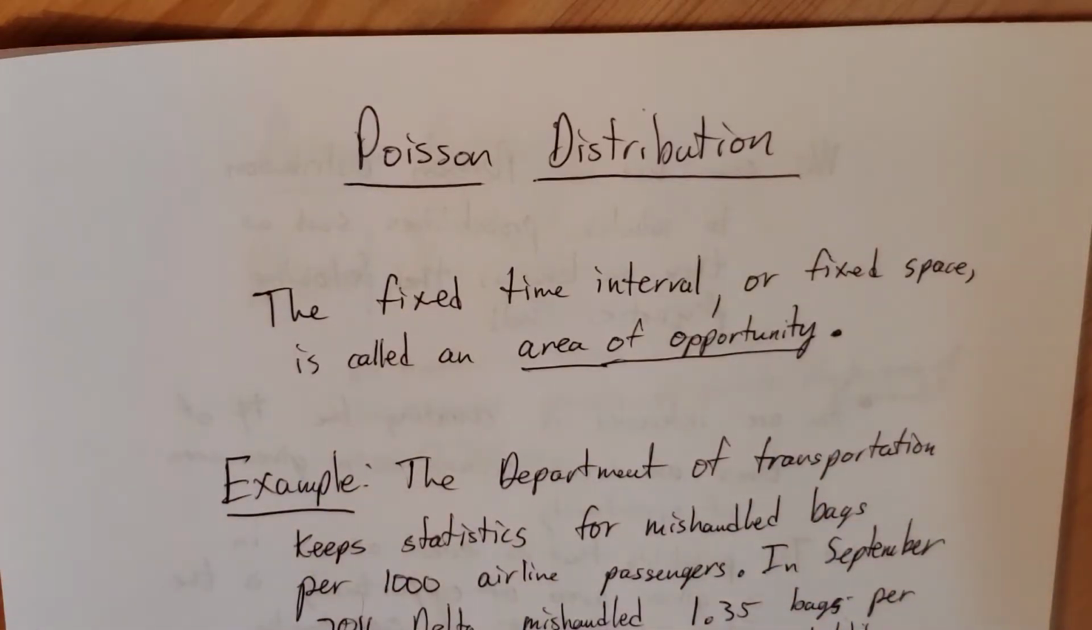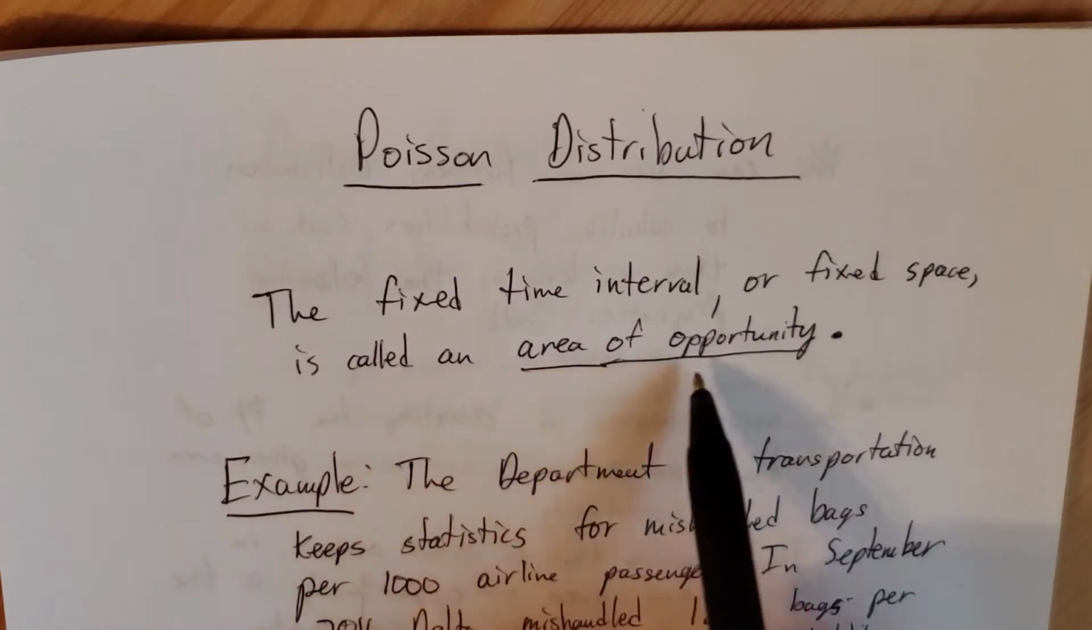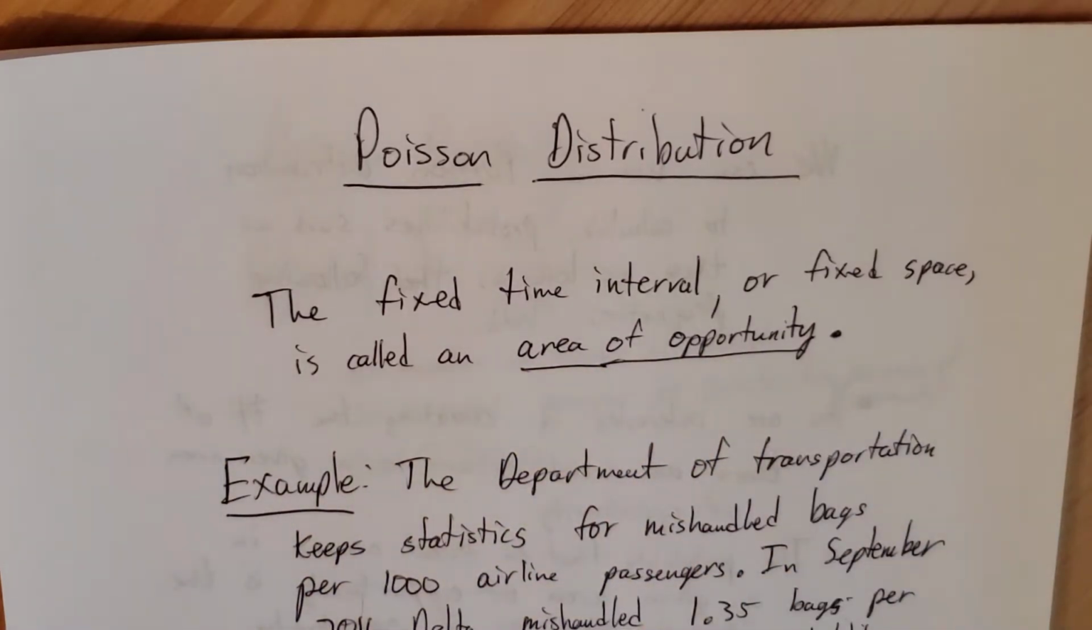In this video, we're going to look at a Poisson distribution. Some questions or studies are based on counting a number of occurrences in a fixed time interval or in a fixed space. This fixed time interval or the fixed space is called an area of opportunity.